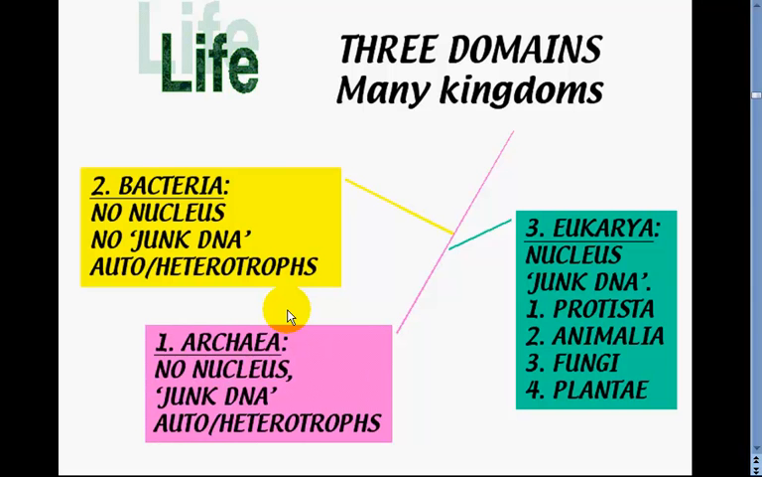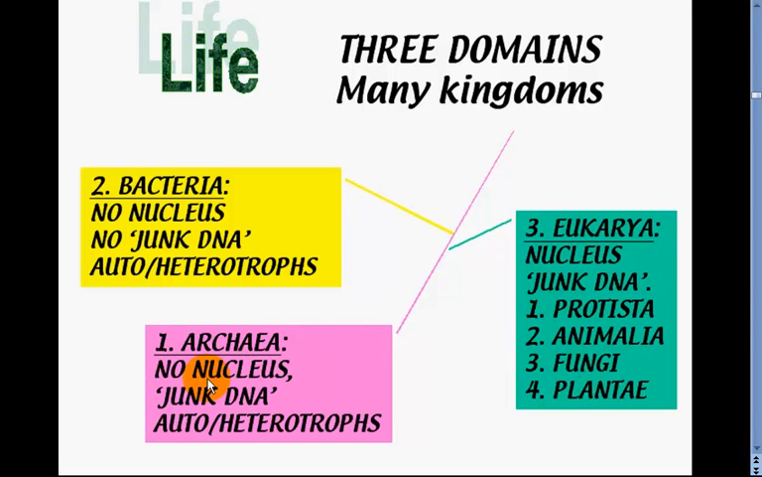Let's turn our attention to those 3 domains of life. Remember that domains are the biggest categories for classification. And as we mentioned, the 3 domains are bacteria, archaea, and eukarya. Both bacteria and archaea are prokaryotes. Neither domain has organisms with a nucleus. Although one important distinction between these 2 domains is that archaea have junk DNA, DNA that does not code for proteins. And that's actually similar to the domain we belong to.